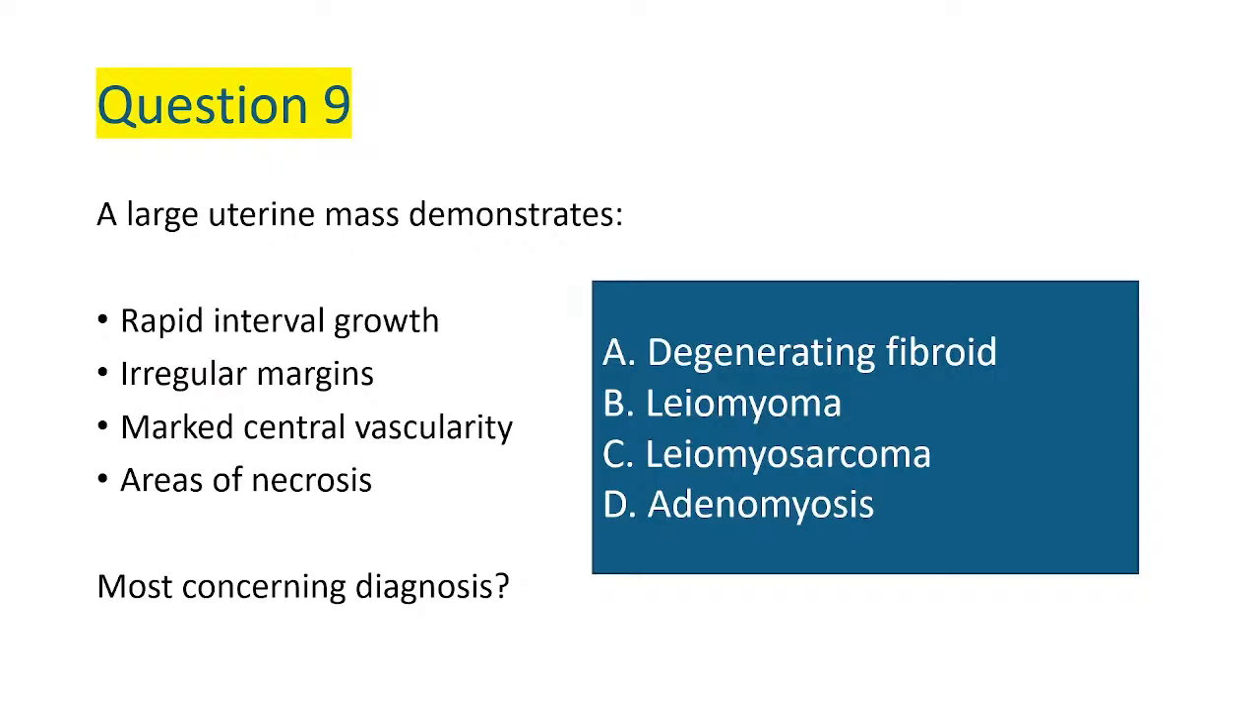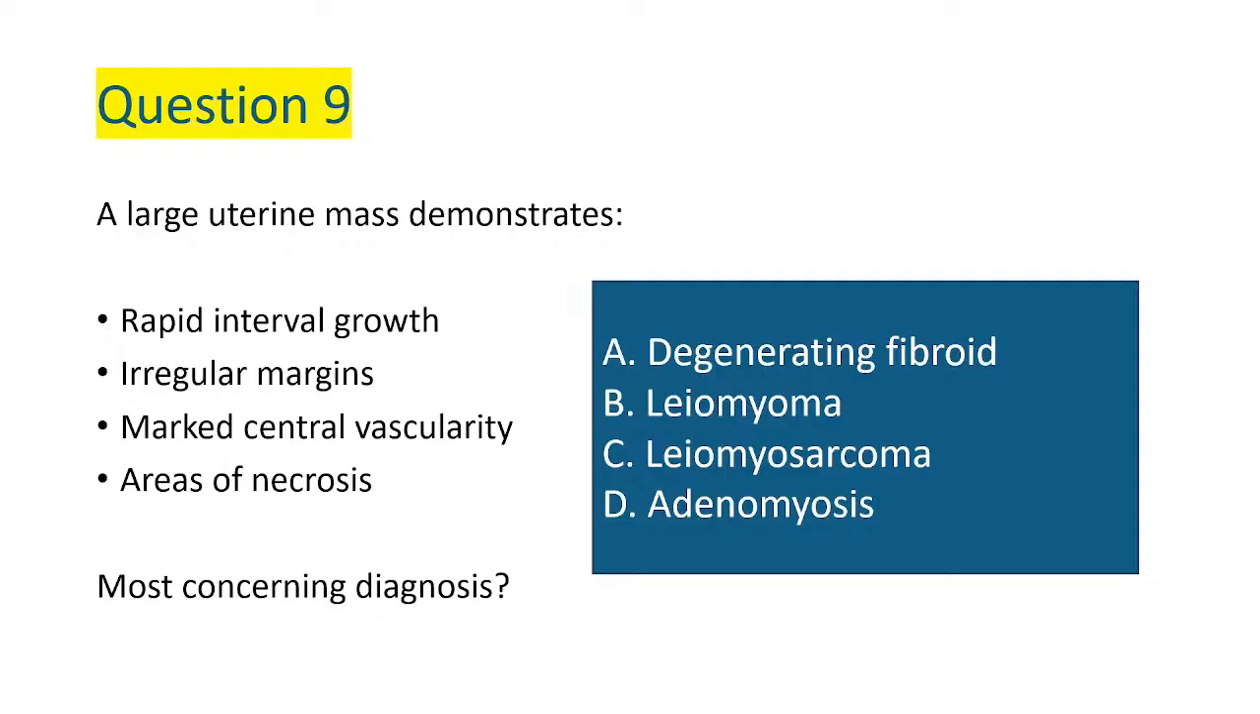Question number 9. A large uterine mass demonstrates rapid interval growth, irregular margins, marked central vascularity, areas of necrosis. Most concerning diagnosis is what? Degenerating fibroid, leiomyoma, leiomyosarcoma, and adenomyosis.